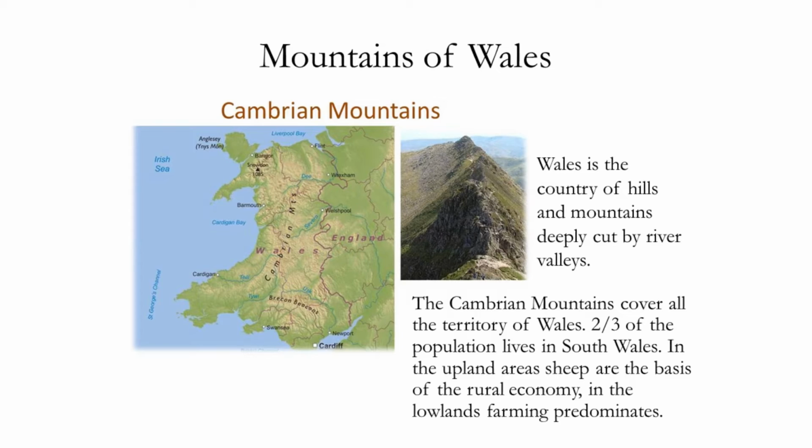Wales is a country of hills and mountains, deeply cut by river valleys. The Cambrian Mountains cover all the territory of Wales. Two thirds of the population lives in South Wales. In the upland areas, sheep are the basis of the rural economy. In the lowlands, farming predominates.